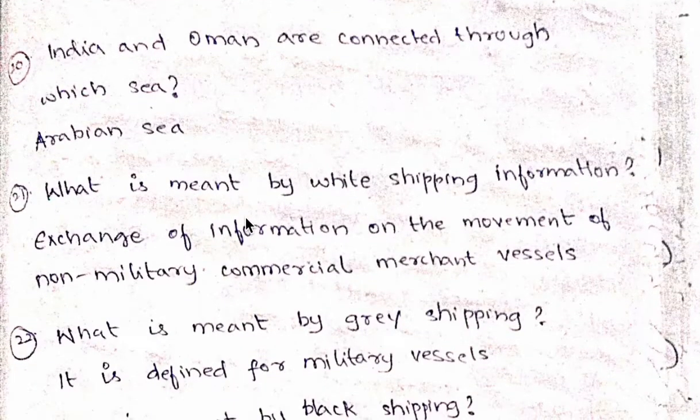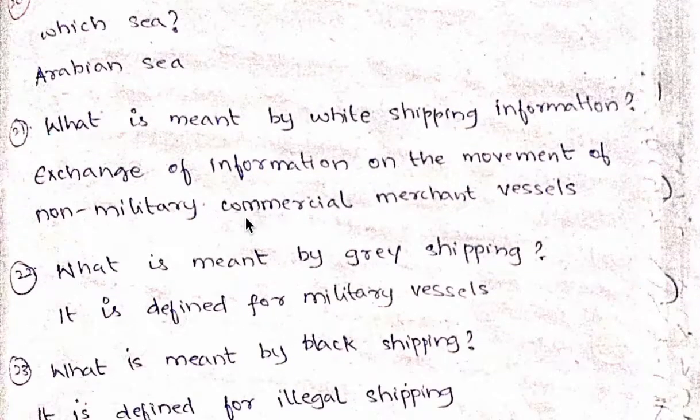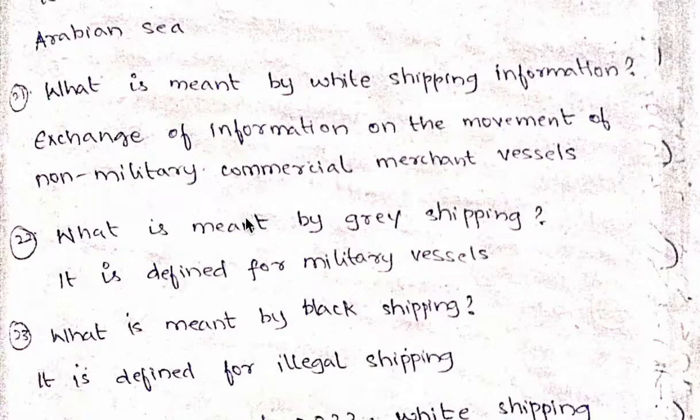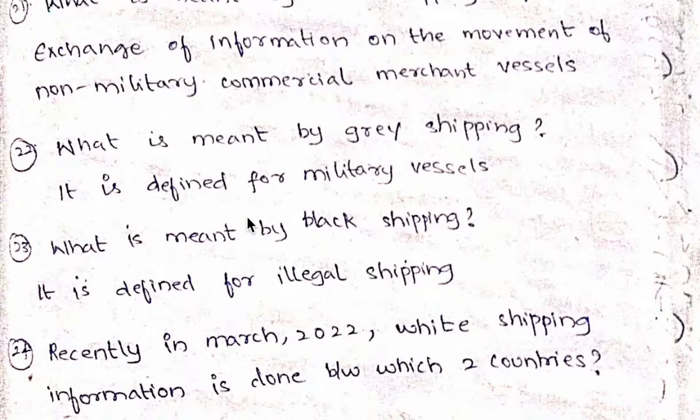21st question, what is meant by white shipping information? So here the white shipping information is the exchange of information on the movement of non-military commercial merchant vessels. Okay. So 22nd question, what is meant by grey shipping? Grey shipping is defined for the military vessels. Okay, the shipping of military vessels. 23rd question, what is meant by black shipping? Black shipping is defined for the illegal shipping.